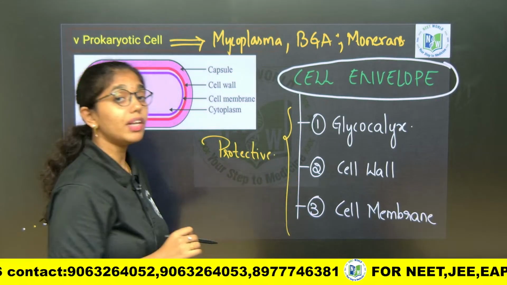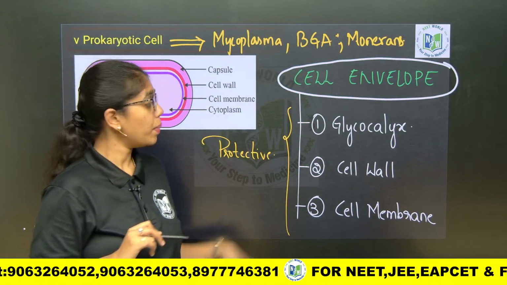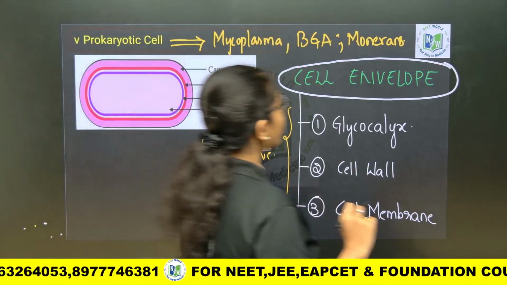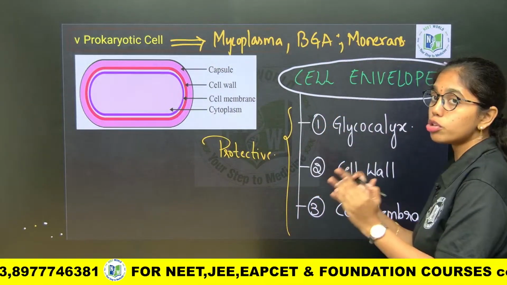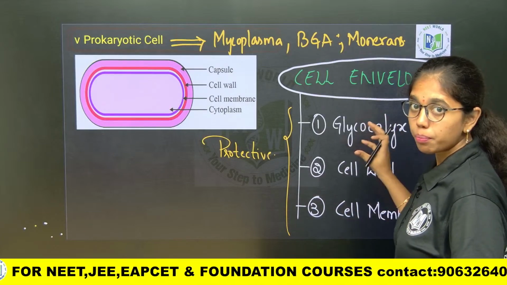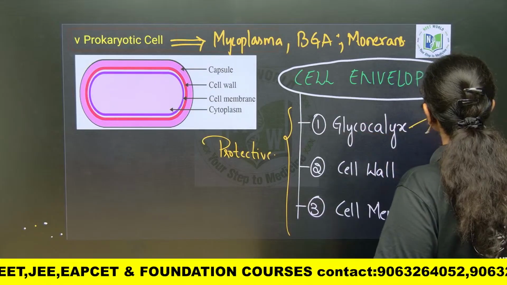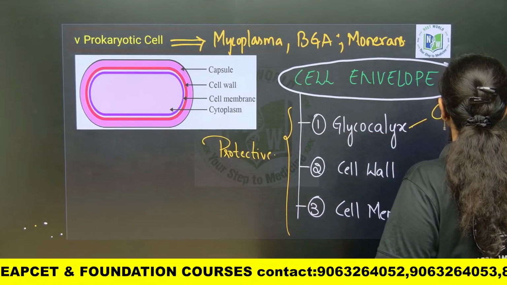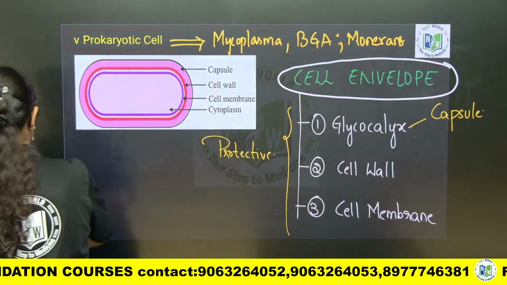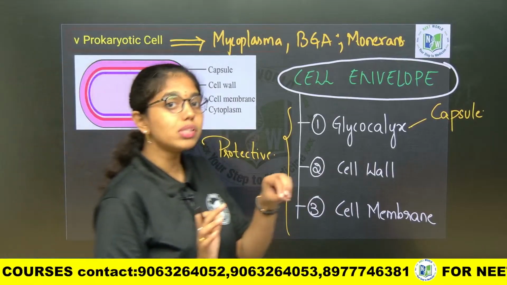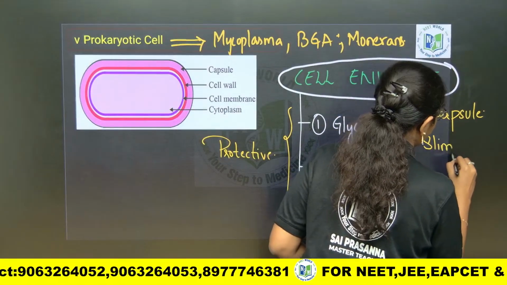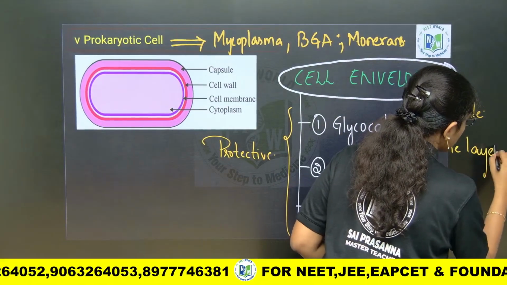But when we look into each layer of the cell envelope, the outermost layer, that is the peripheral layer, is glycocalyx. If glycocalyx is thickly composed of polysaccharides, then it is called a capsule. And if the polysaccharide units are loosely arranged, then glycocalyx is called a slime layer.